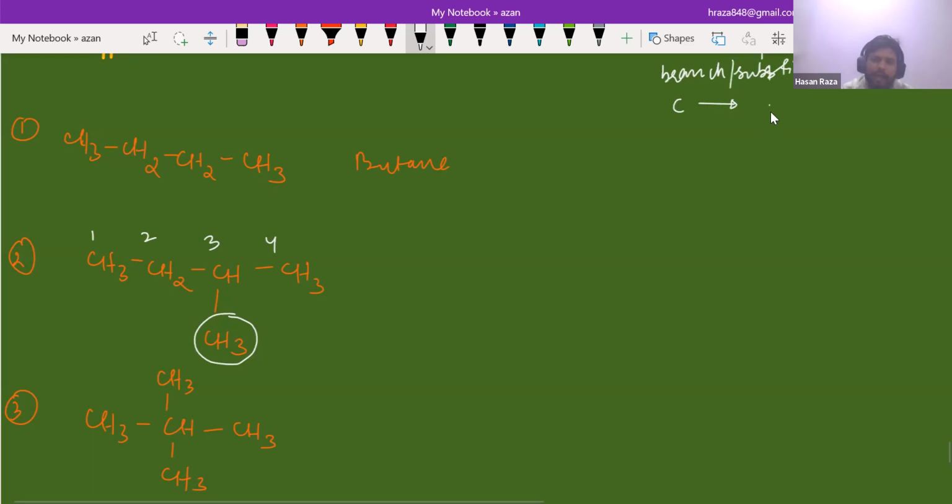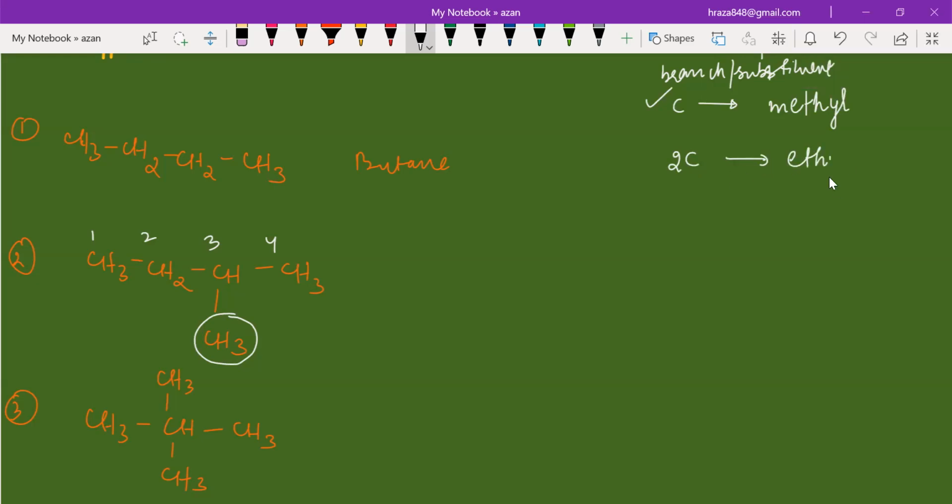So one carbon means meth, and if it is used as a branch, then yl will be added. Its name will be methyl if one carbon is there. If two carbons are there, then two carbon means eth, and if it is used as a branch, it will be ethyl. Are you getting my point?